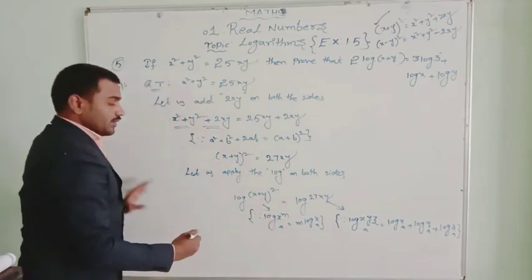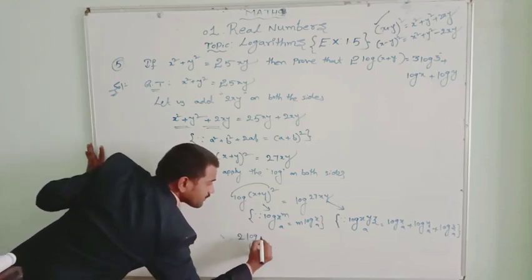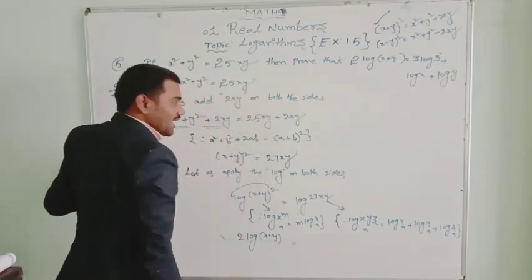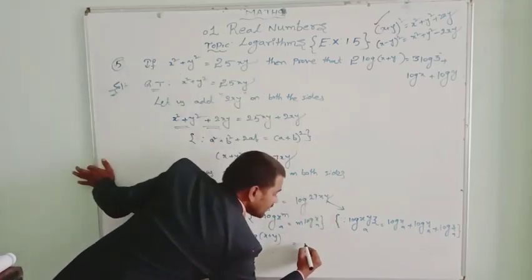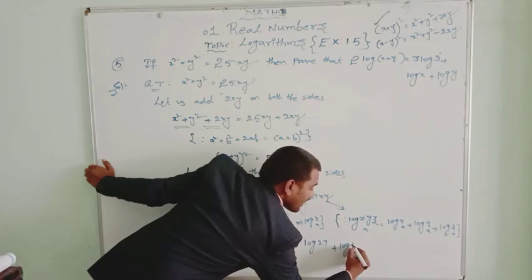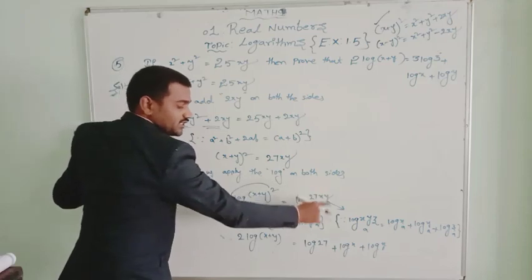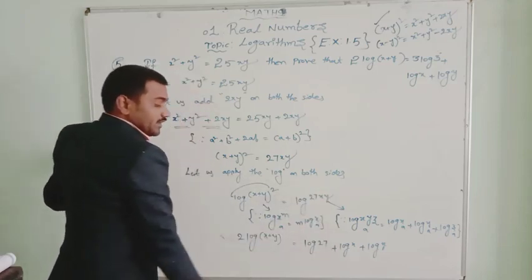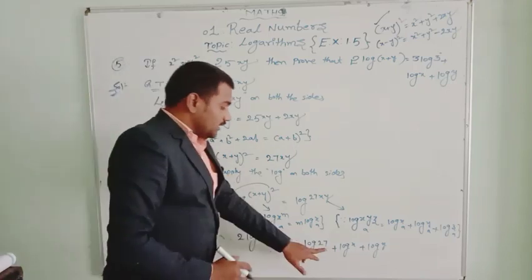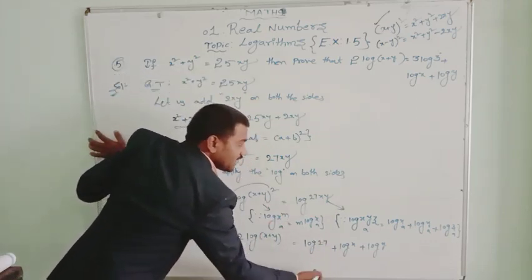So let us apply it. This 2 will come from here: 2 log of x plus y equals log 27 plus log x plus log y. With the product formula, the multiplication changes to addition. Now 27 is nothing but 3 cube, 3 to the power of 3. We rewrite this 27 in the next step.